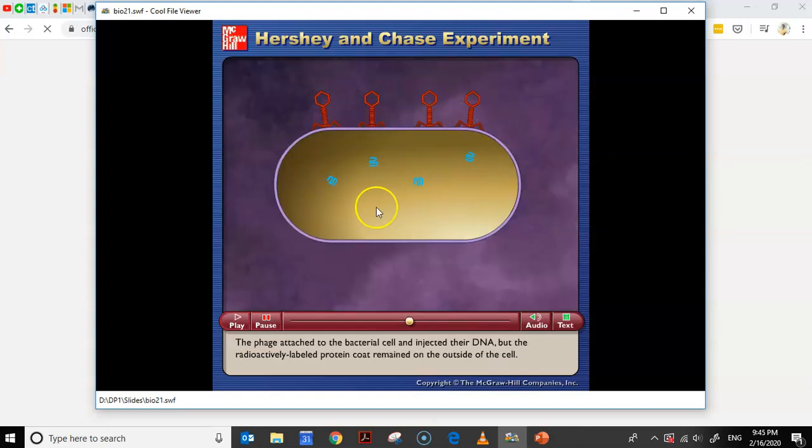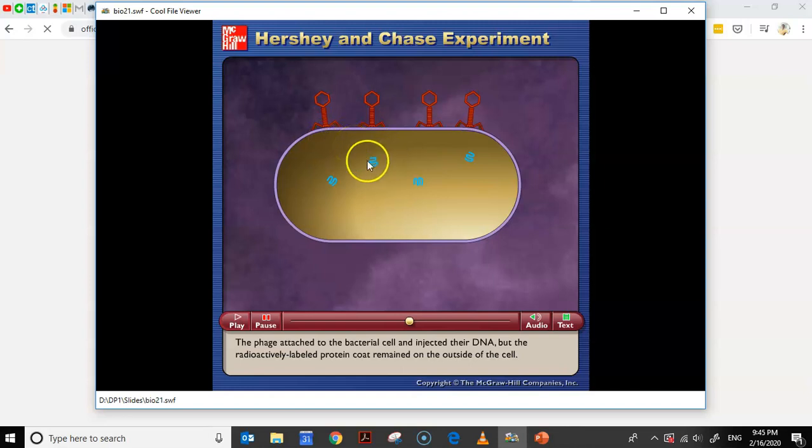The important part is here. The phage, which already had a protein coat radioisotope, was led to attack the bacteria. What did you expect from this experiment?